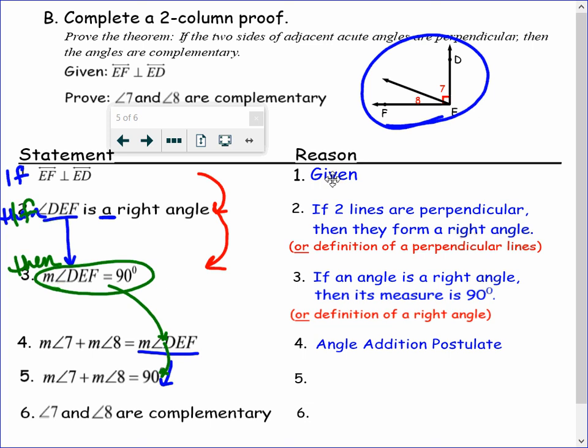What tells me I can do replacements in a measure? It's the substitution property. And again, how do I know it's a property? Because I went from a measure to a measure to a measure. Measure, measure, measure. That's a property. So it's the substitution property. And finally, number 6, I'm still talking about angle 7 and angle 8, but I'm talking about it in a different way. So I'm going to try my if-then trick.